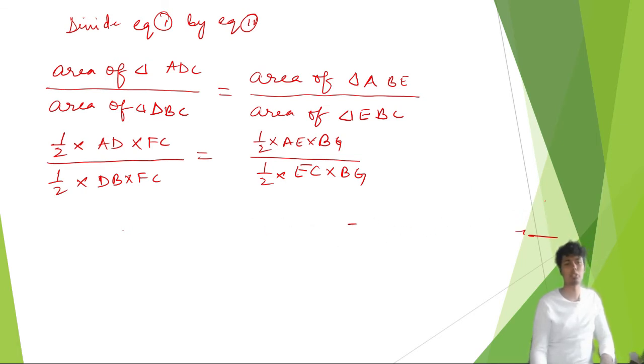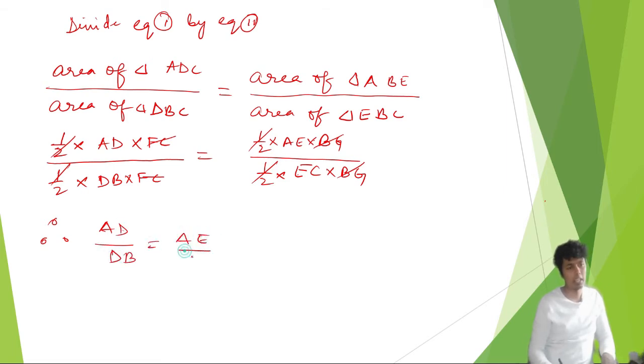Okay, now let us do the cancellation and all these things. Half can be cancelled, these two are out, FC can be cancelled, this is also out, half cancel out, BG cancel. So therefore AD by DB is equal to AE by EC. Congratulations, we have got the answer, and this is hence proved.